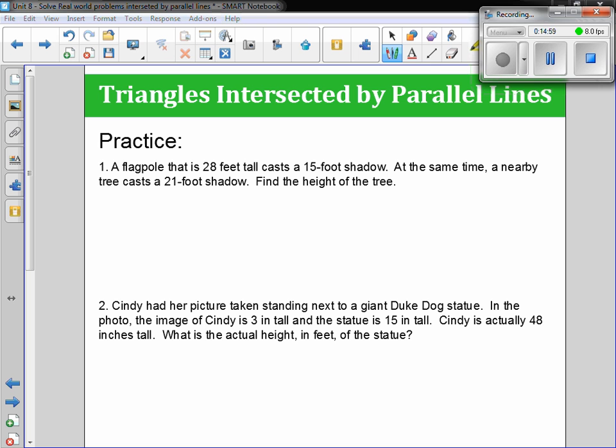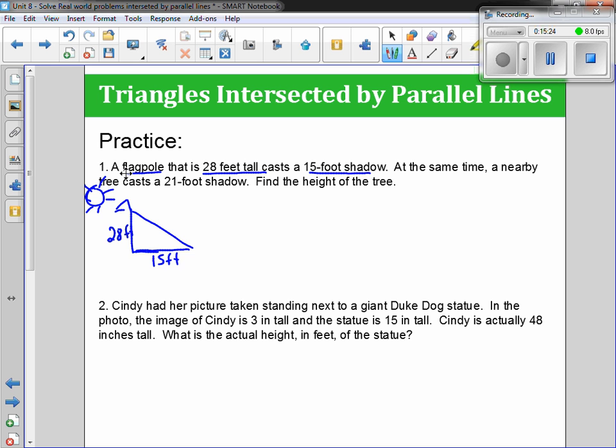We have a flagpole that is 28 feet tall, and it casts a shadow. That means the sun is over here to the side, and it's casting a shadow that's 15 feet long. That's a little long for a shadow. Let's shorten that. So we're creating a little triangle.